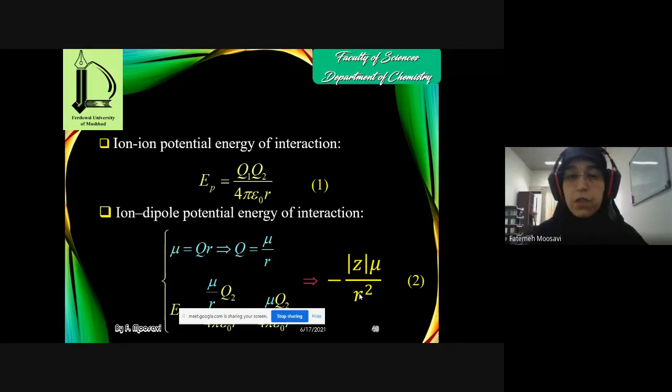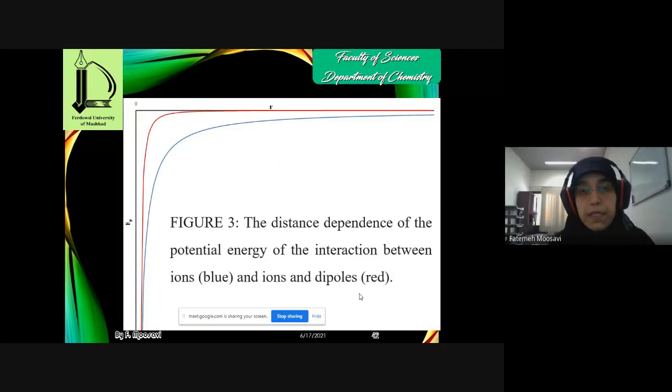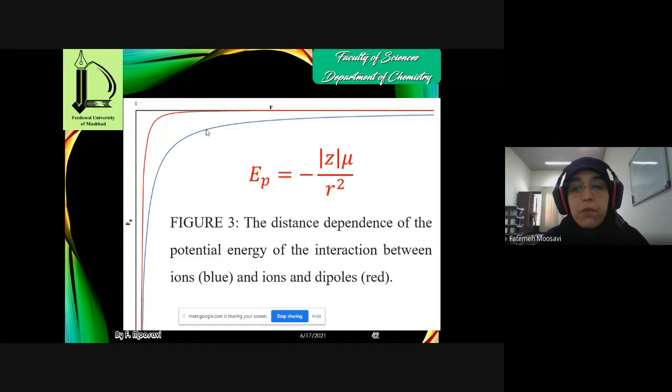To make it more clear, let me show you another figure. According to figure 3, you can see the distance dependence of potential energy in the case of interaction between ions. And if we consider the ion-dipole interaction while considering this equation, we see that the potential energy in the case of ion-dipole is more short range than the interaction between ions. In other words, the interaction between ions is a long-range interaction, while the interaction between ions and dipole is, to some extent, short-range interaction.